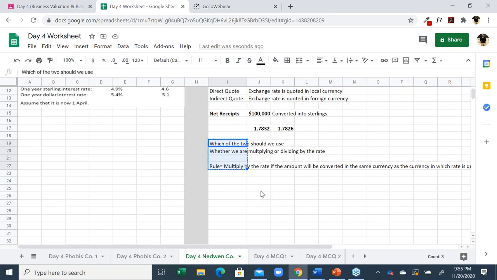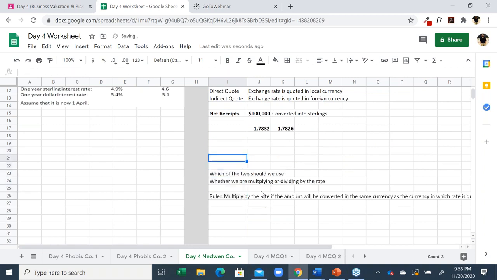So let me make some space and cut it. Okay, let me divide it by both these figures to see what amount of pound sterling we are going to get. And let me divide 100,000 by the second rate as well, though we don't have to do it twice. I'm just doing it for the sake of explanation.